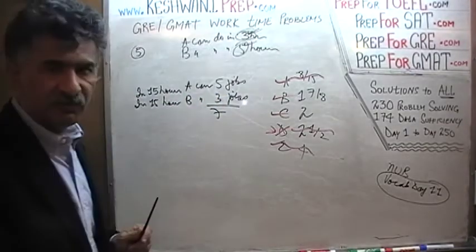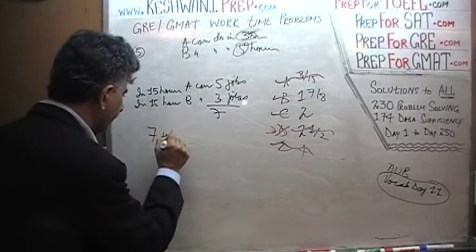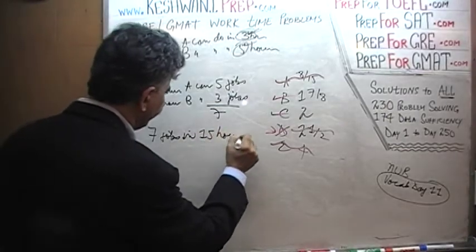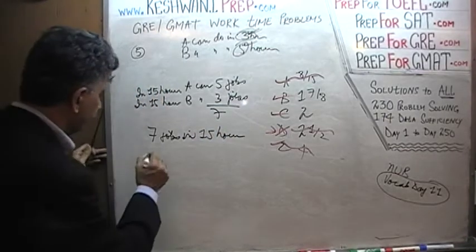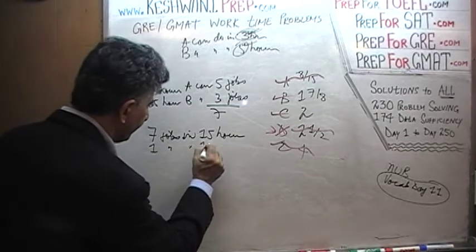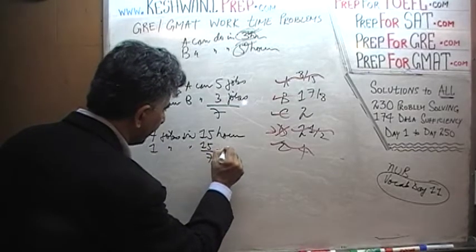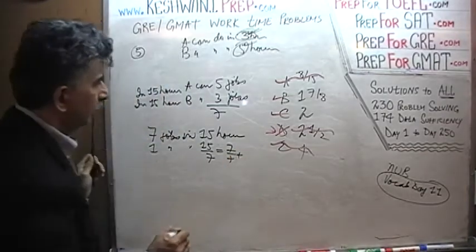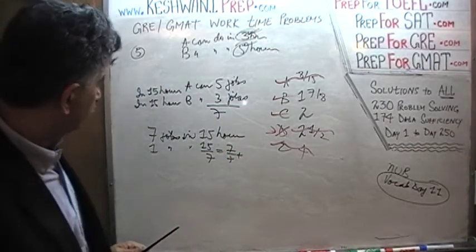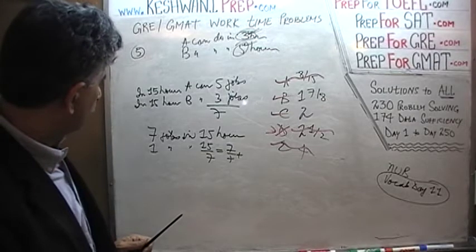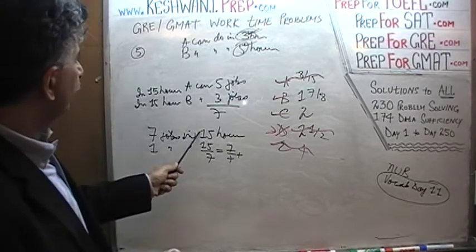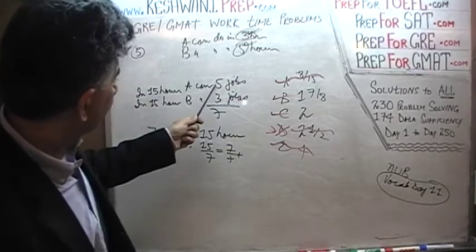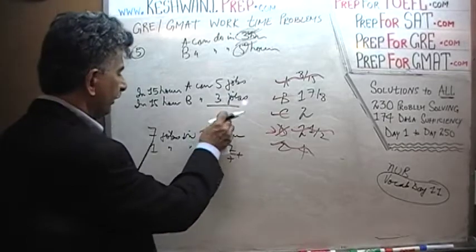They can do 7 jobs in 15 hours. If they can do 7 jobs in 15 hours, they should be able to do 1 job in 15 over 7 hours, which is same as 7 over 7 plus... it would not be 7 over 7. Did I make a mistake here? 15 hours? Oh, this is 8. 5 plus 3 is 8, not 7.